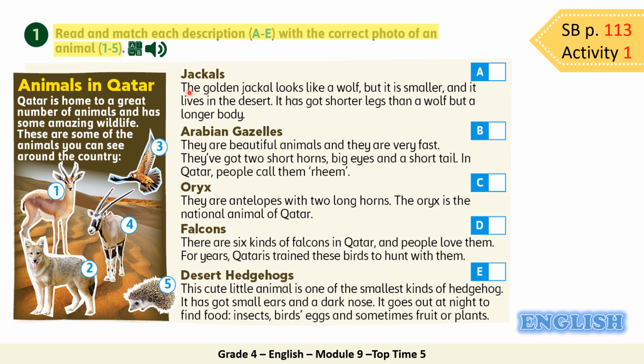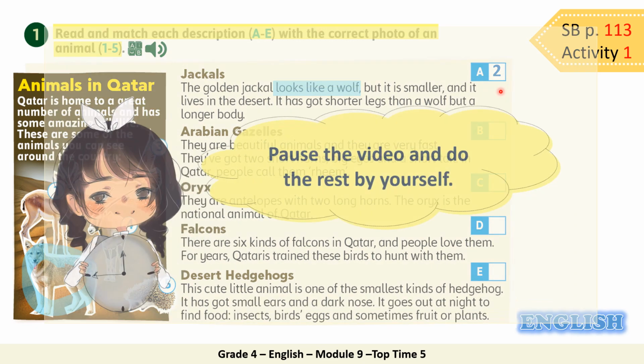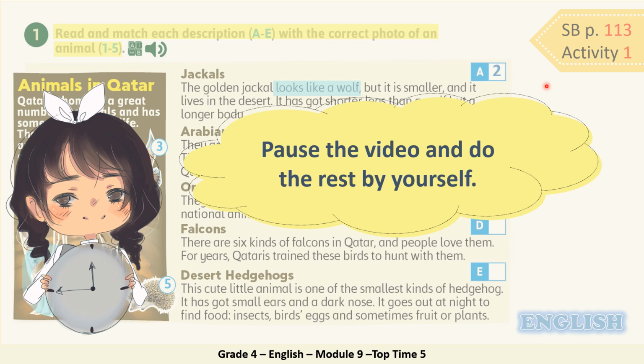Let's have the first paragraph and read it together. Jackals. The golden jackal looks like a wolf, but it is smaller and it lives in the desert. It has got shorter legs than a wolf, but a longer body. So, we're talking about an animal that looks like a wolf. Which picture is it from those? It's picture 2. That's right. So, here, with A, I match picture 2. Now, pause the video and do the rest by yourself.